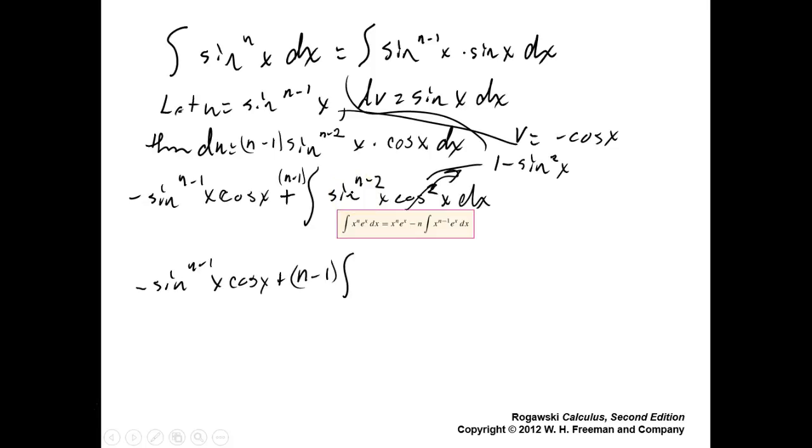The first part is the integral of sine to the n minus 2 x dx, and the second part, all this multiplied by your n minus 1, is minus the integral of sine n minus 2 times sine squared. That would just be your sine n x dx. Yuck.